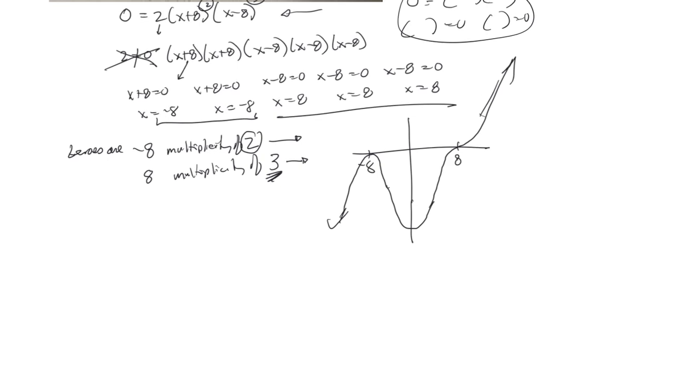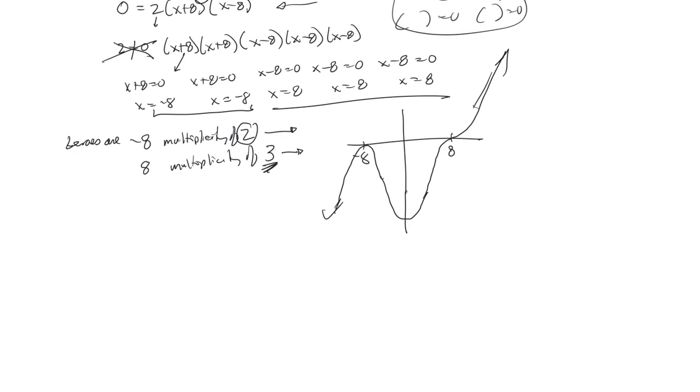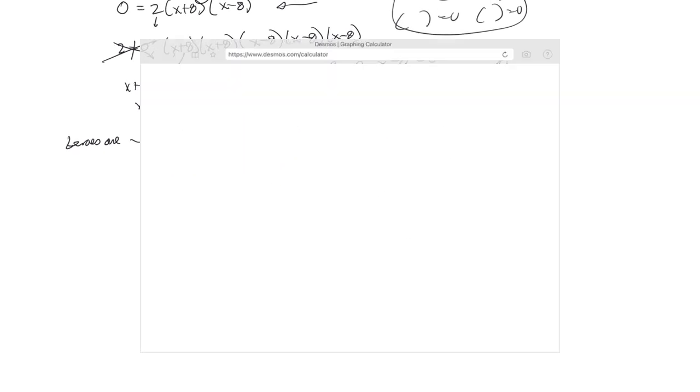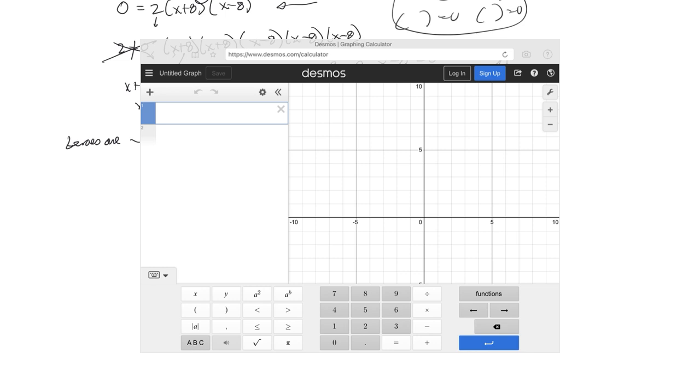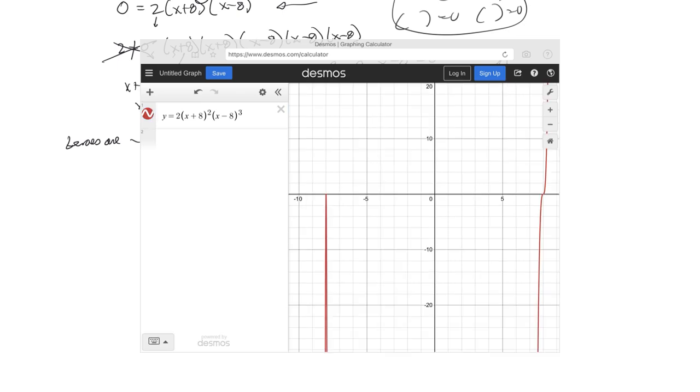And now, for fun, let's graph it and see what it looks like. Okay, decimals. So I'm going to say y is equal to 2. I don't really need the 2 there, but it won't change it much. 2 bracket x plus 8 bracket, and I have to square that one. And then a new bracket, x minus 8 bracket, and I have to cube that one. There. Okay, so let me zoom out and see what this thing looks like.